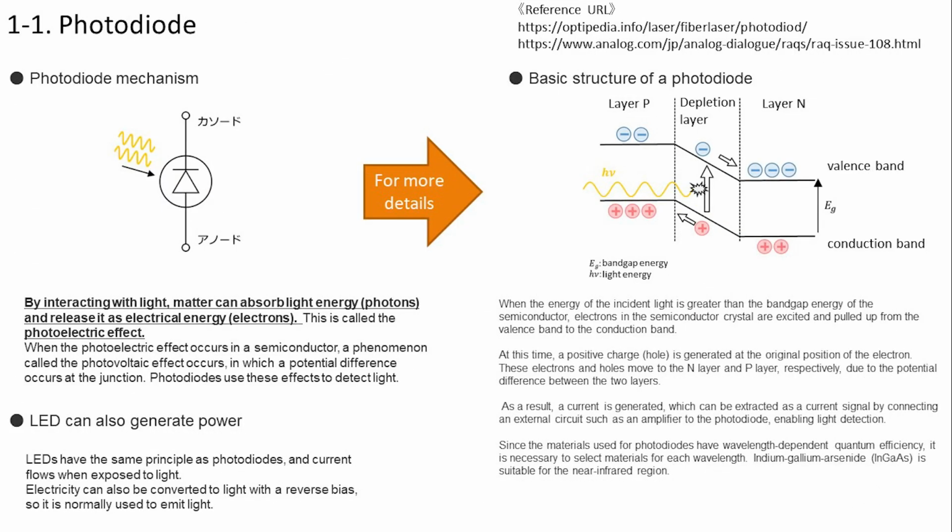Move on. I will briefly check the mechanism of the illuminance sensor. Regarding the mechanism of the photodiode, it seems that the substance absorbs photons by interacting with light and emits it as electrical energy. In other words, it uses the mechanism that electricity flows when light is given. It seems that LEDs can generate electricity as well. I added a detailed mechanism on the right side, so if you are interested in it, please refer to it. I will omit the explanation.